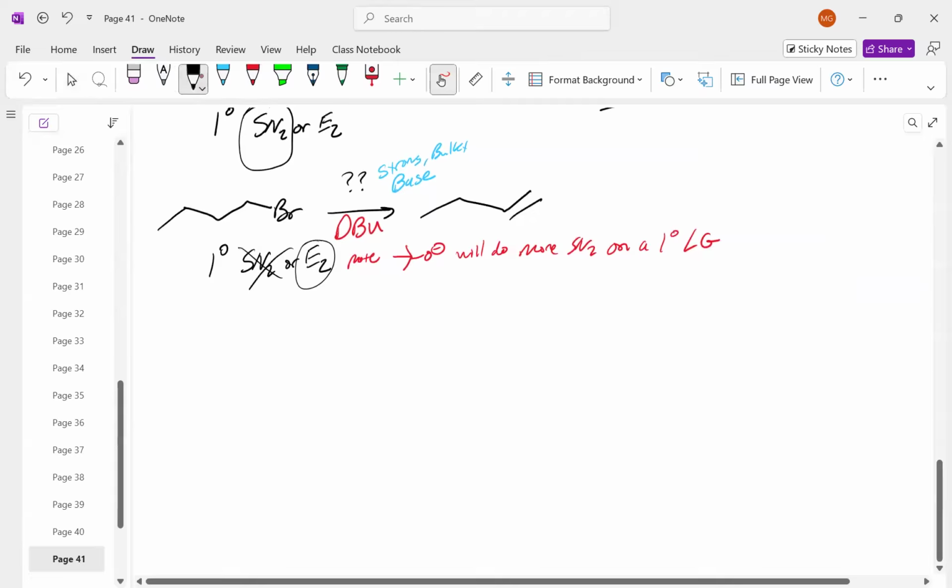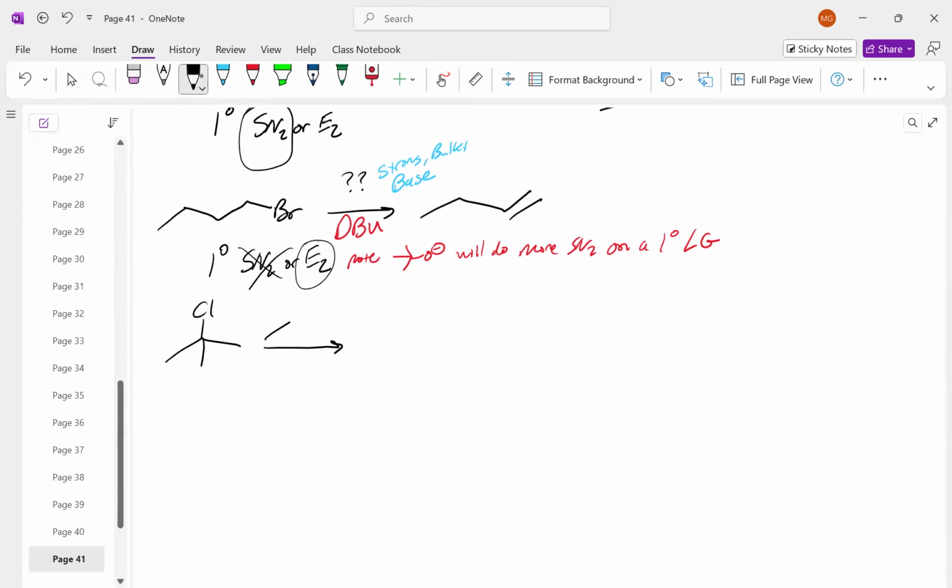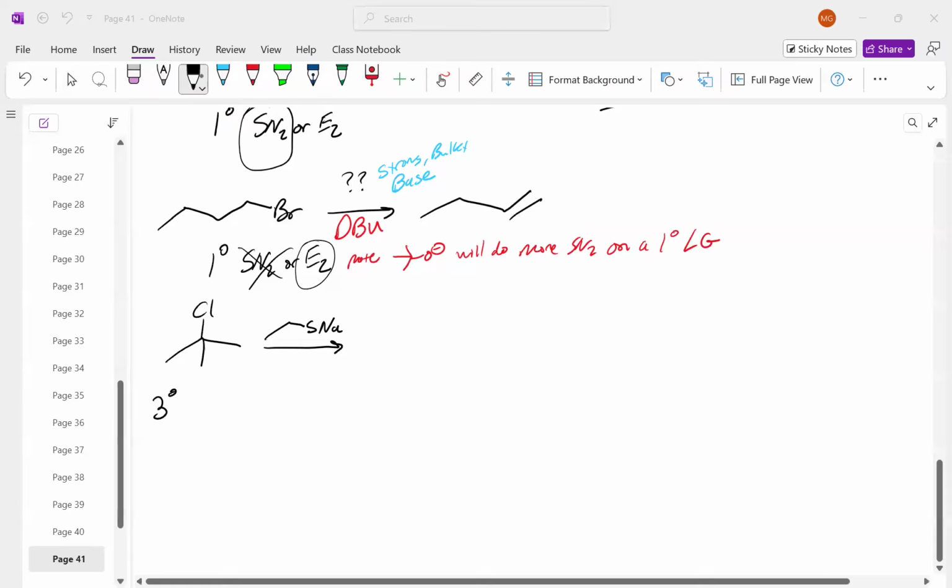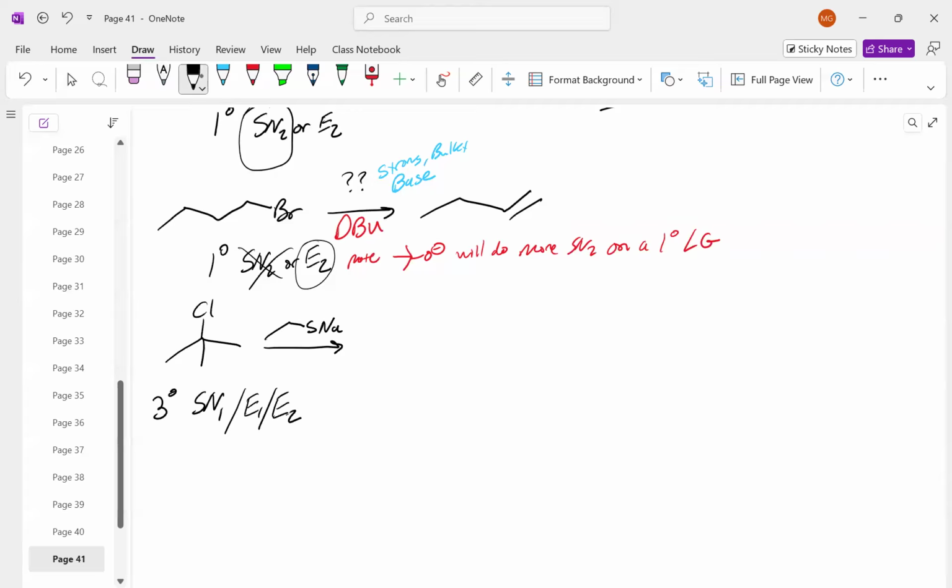All right, let's look at another example. Okay, so we're going to figure out first what mechanism we're going to go through. So identify your substrate. Well, the leaving group's on a tertiary carbon. And if you look at the table up above, that means SN1 could occur, E1, or E2. Remember, SN2 cannot occur on a tertiary leaving group.